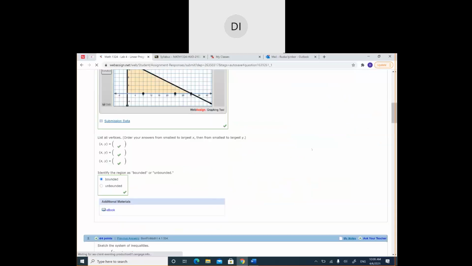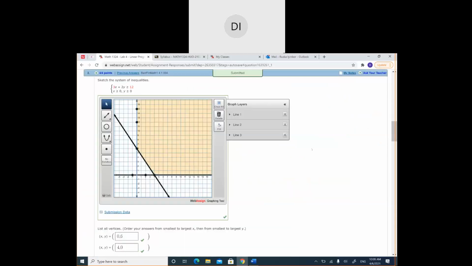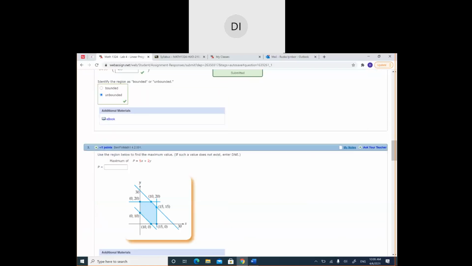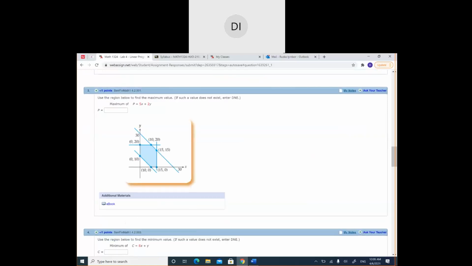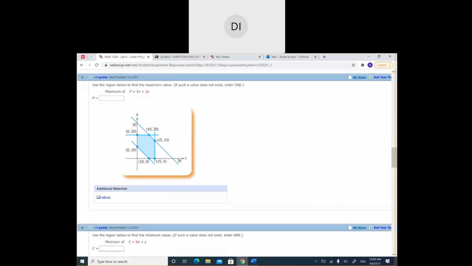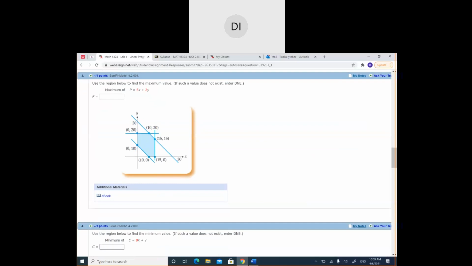Okay, everything good. Now we're going to the next one. Number 3, so after you find your region, number 3, it's finishing the optimization problems. So for number 3, we're going to find the maximum or the minimum of function. So this type of problems, they used in everyday life pretty much.